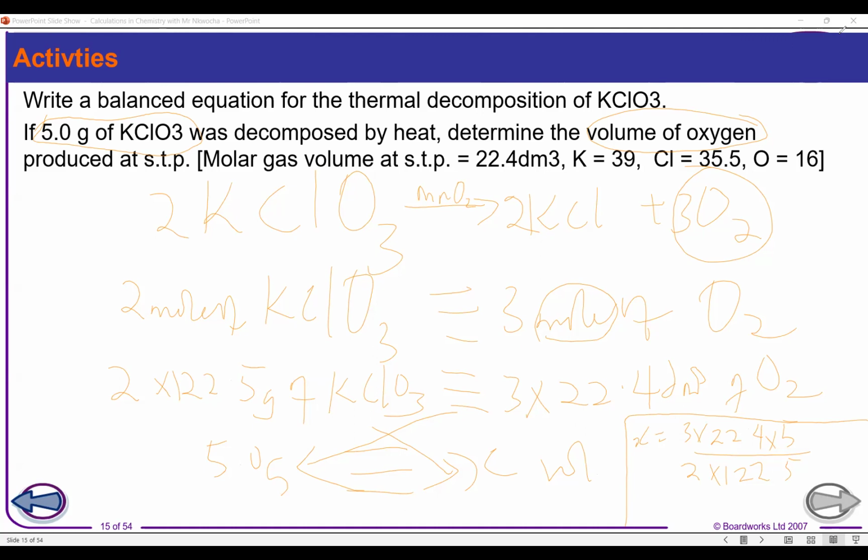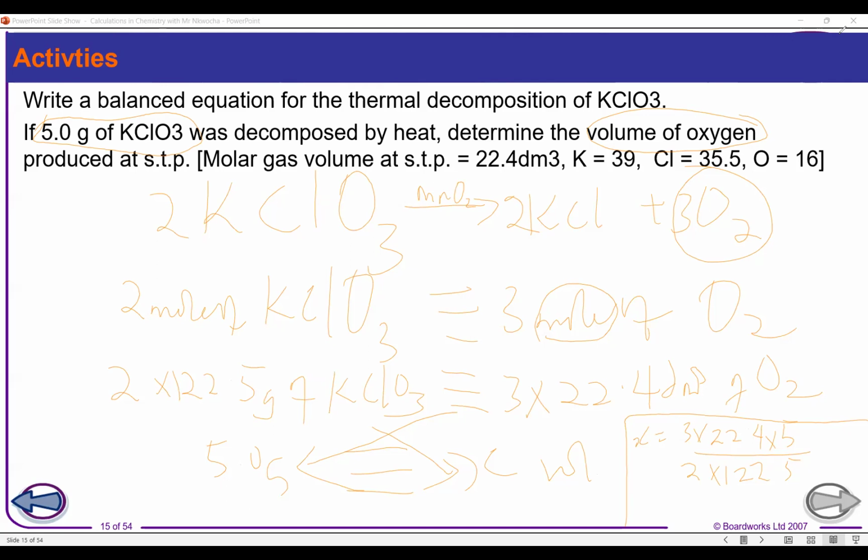Gas laws is moles. Solubility is also moles. There's one that we talk about: electrolysis, electrolytic calculations, Faraday's laws of electricity. It's still the same thing as moles, and we'll see it very soon.